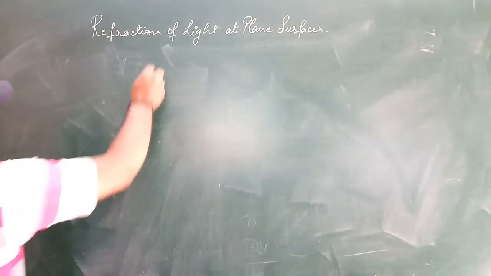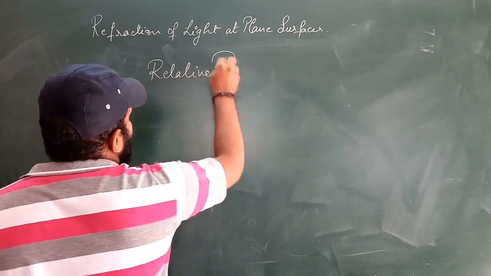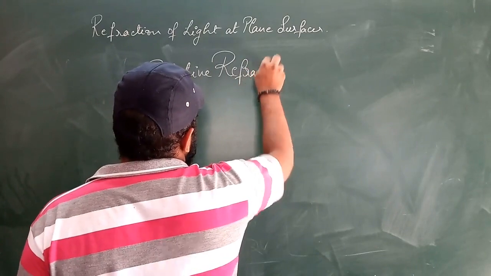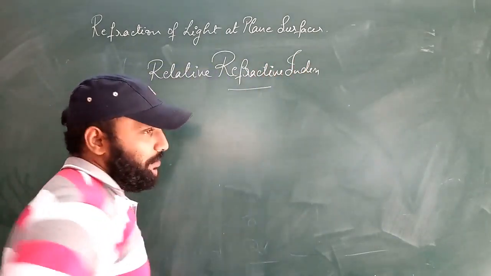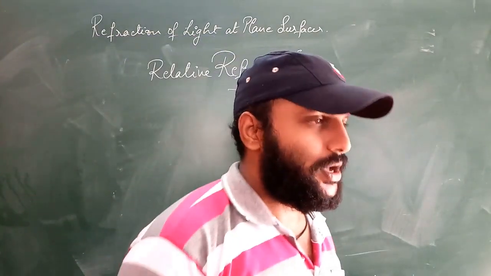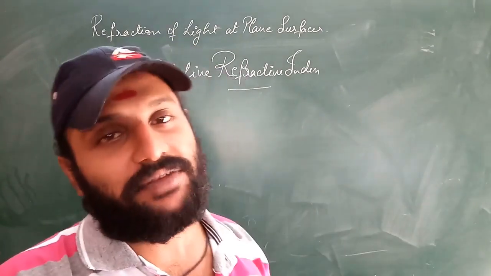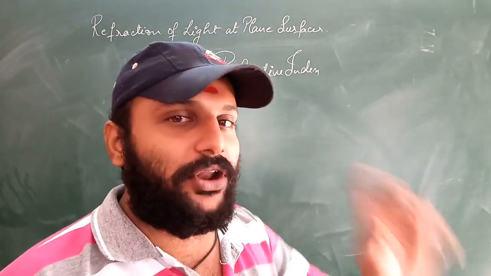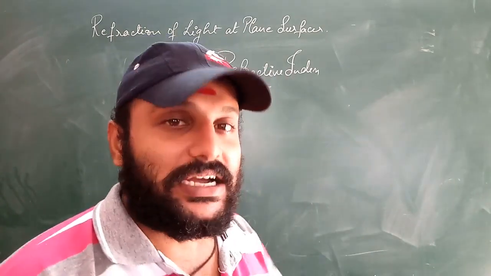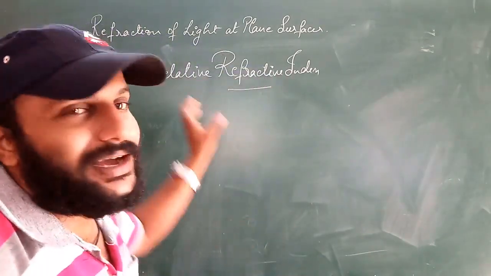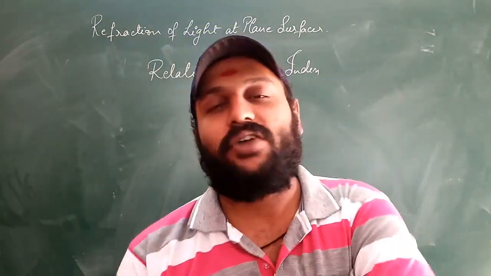Next one is relative refractive index. What is meant by relative refractive index? So here, the refractive index of one medium to the refractive index of another medium is equal to the velocity of light in the second medium to the velocity of light in the first medium, and that is called the relative refractive index. Relative means you are comparing the refractive index of one medium with the refractive index of another medium.